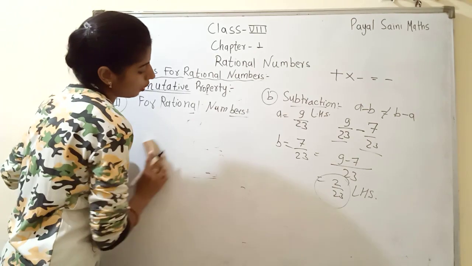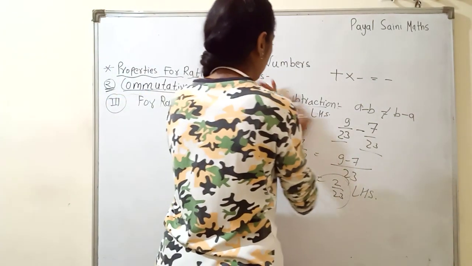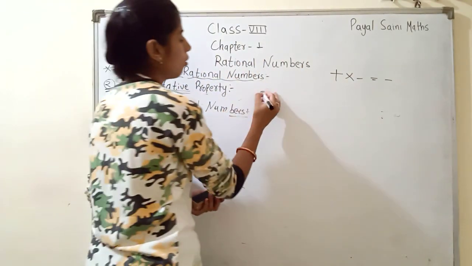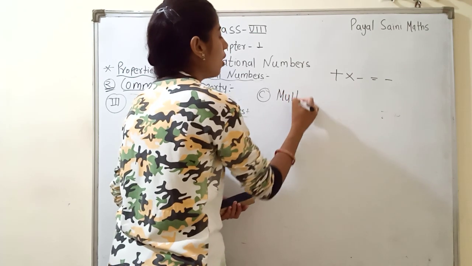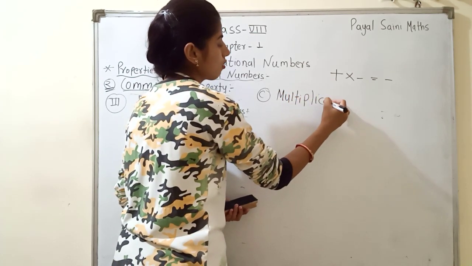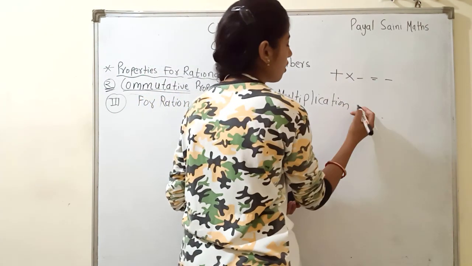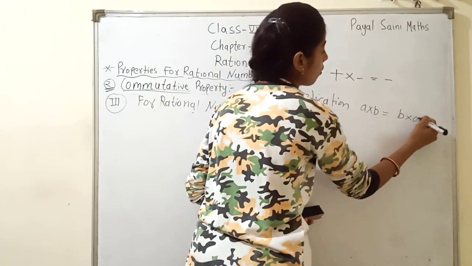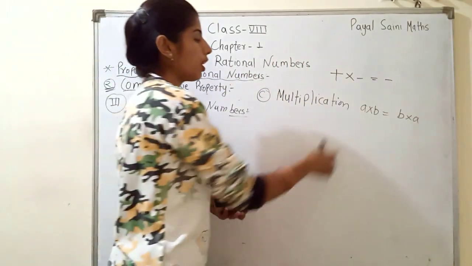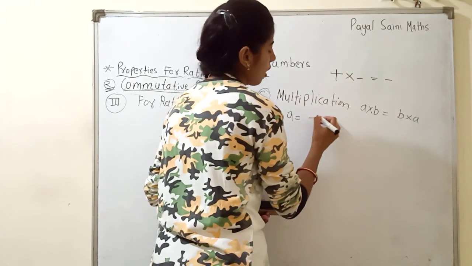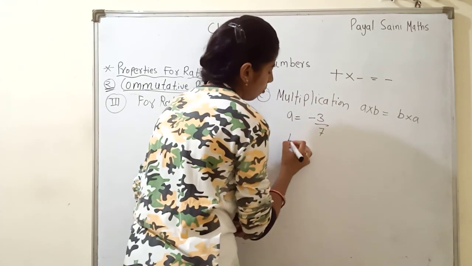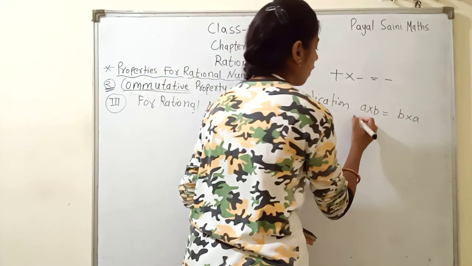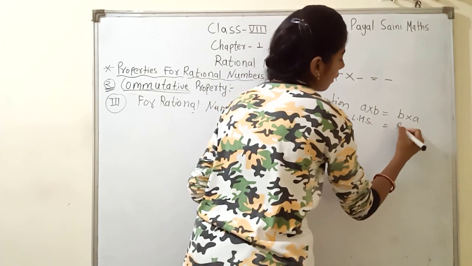Now our next point, C point: multiplication for rational numbers. For multiplication we know the statement we write is a into b equal to b into a. Then how do we write? I write here a value is minus 3 by 7 and b value is 5 by 8. Now we check the left hand side and the right hand side.